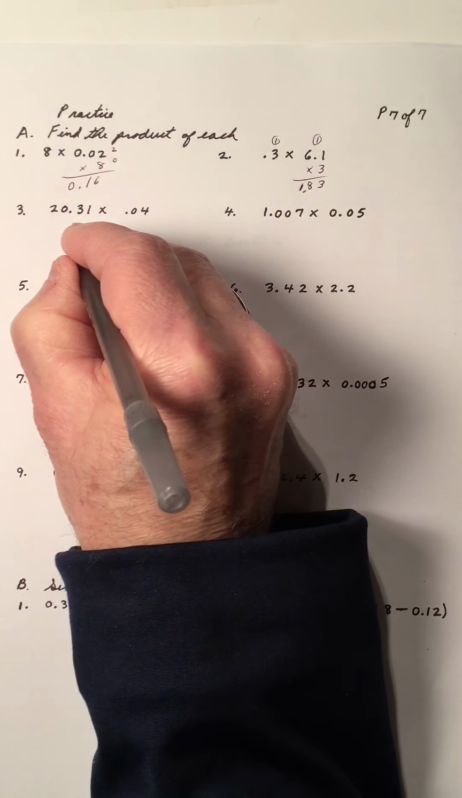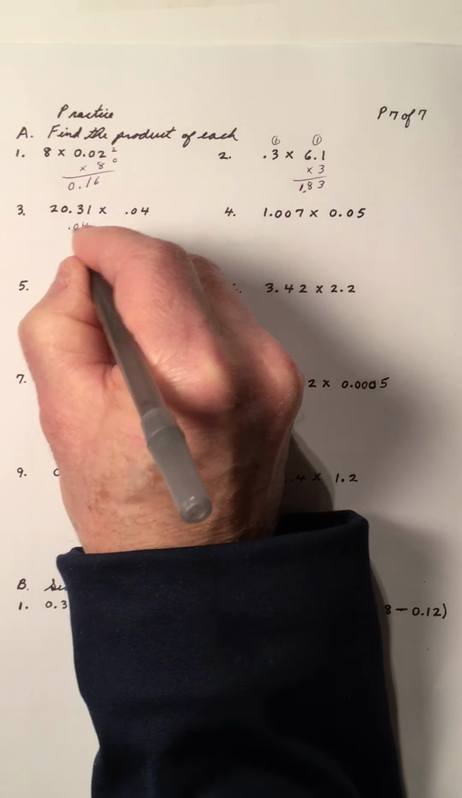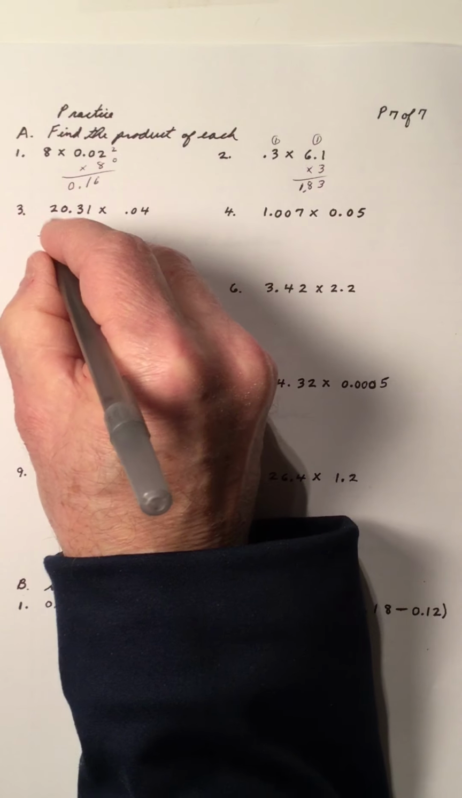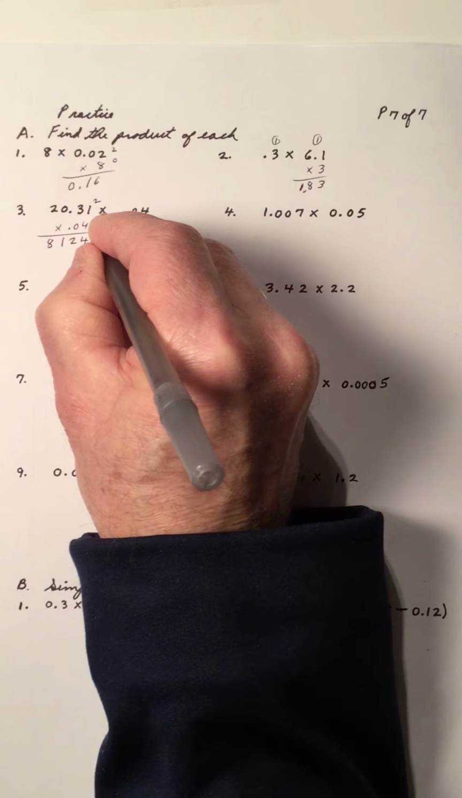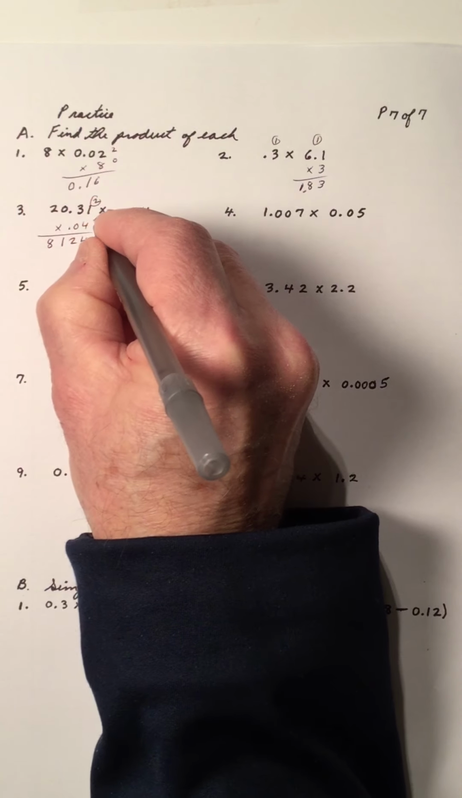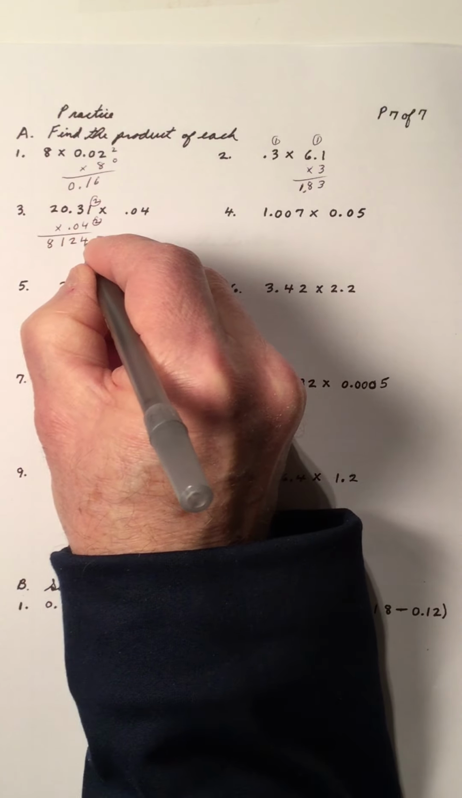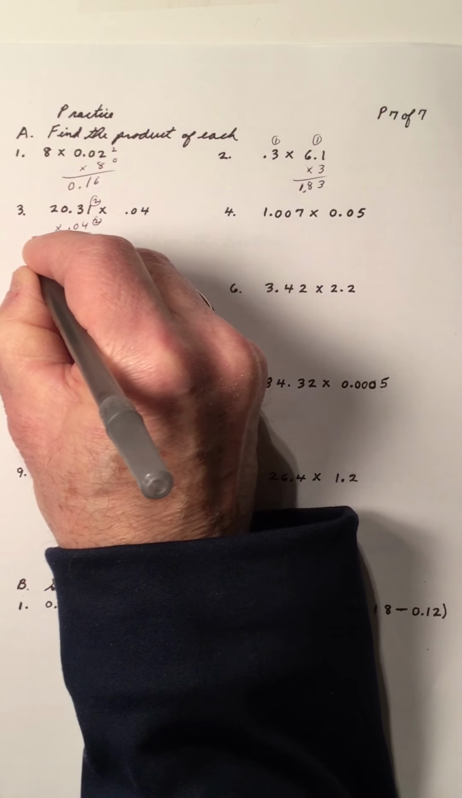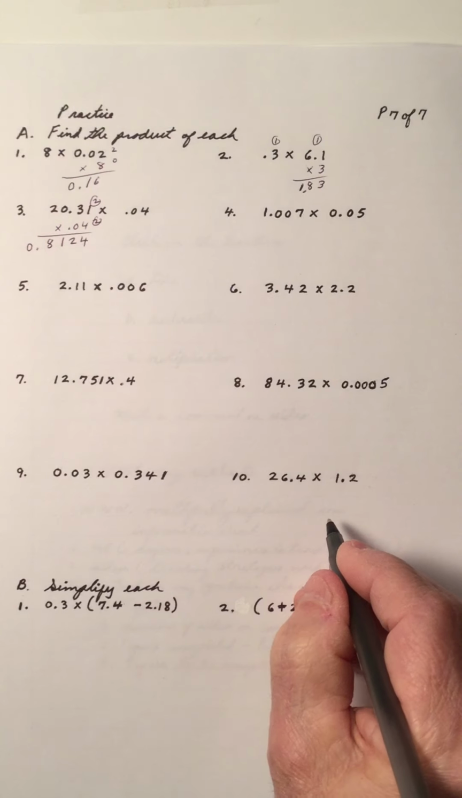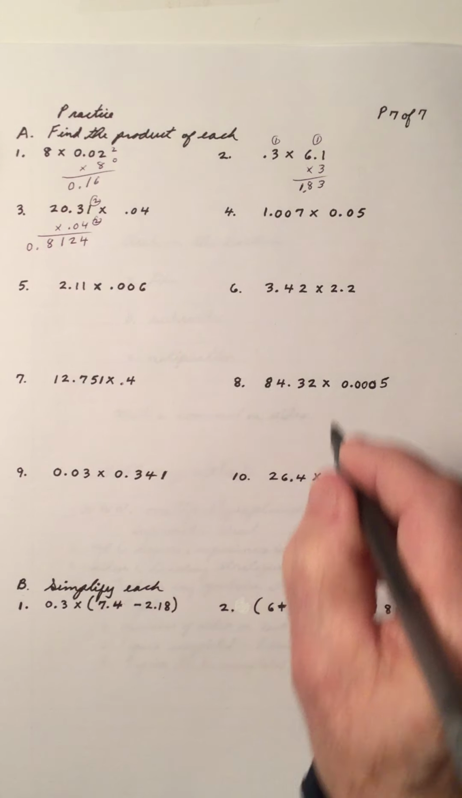We're multiplying by 0.04, so let's put the 0.04 on the bottom. 4 times 1 is 4. 3 2s are 12. Carry your 1. 4 times 0 is 0, plus 1 is 1. 2 times 4 is 8. And we have 2 decimal places there, 2 there. If I just circle them, that's 4 decimal places. So 1, 2, 3, 4. So there's 4 decimal places. 0.8124.